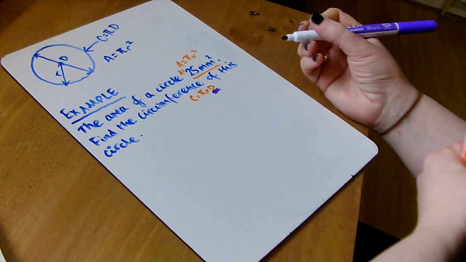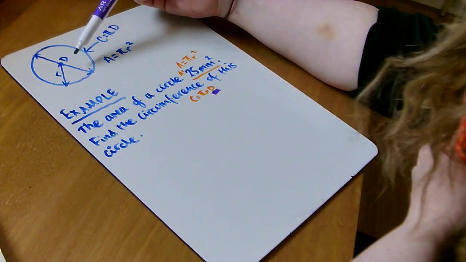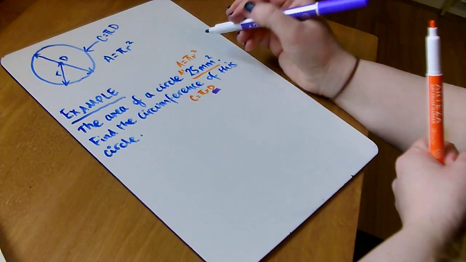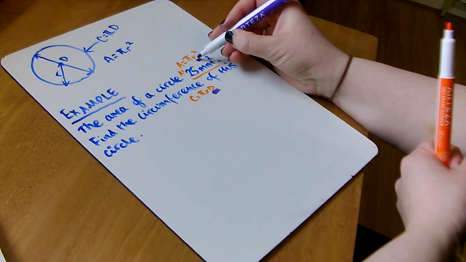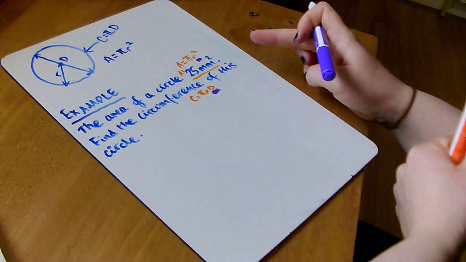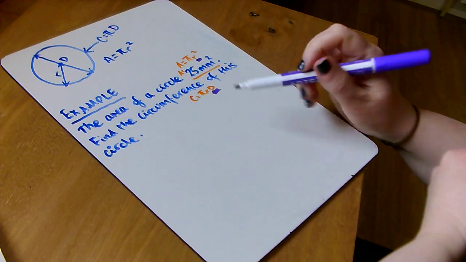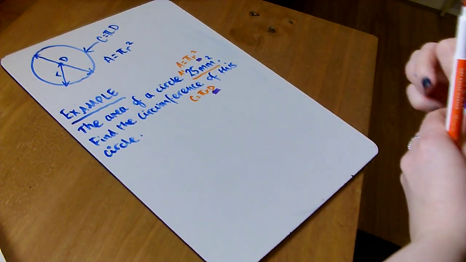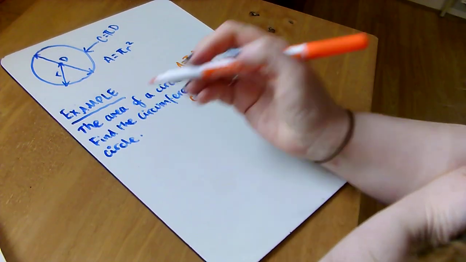Now I know that the diameter has a direct relationship with the radius. So if I look back at my area formula, I've got the radius here. So maybe if I work that out, I can then get my circumference using that. So let's have a wee look. I'll start off with what I know.